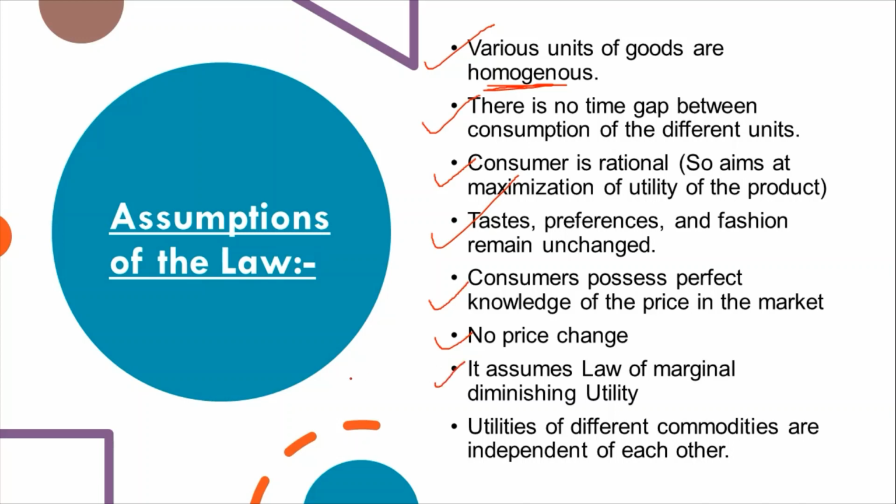It assumes the law of diminishing marginal utility. So of course, the law assumes that as you are consuming more and more of the good, the utility you derive from that good will go down. Now the last one is that utilities of different commodities are independent of each other. That means the utility that you derive from tea is not linked to the utility that you derive from coffee. Both are different and will be counted as different utilities.